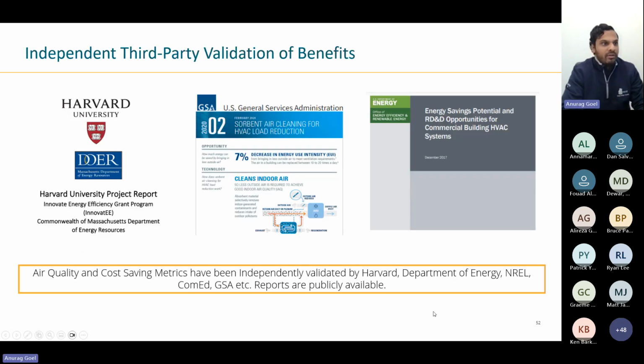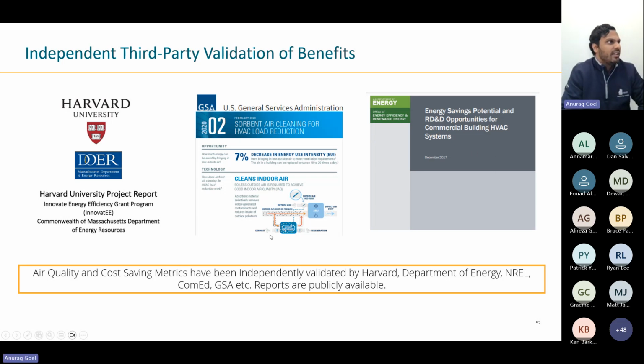I went through a few case studies I worked on myself. There are also many case studies publicly available that talk about the IAQP. In 2017, the U.S. Department of Energy evaluated different air cleaning technologies and identified the IAQP as a high potential solution for achieving good indoor air quality and good energy savings. And that's outlined in a 2017 report by the Department of Energy.